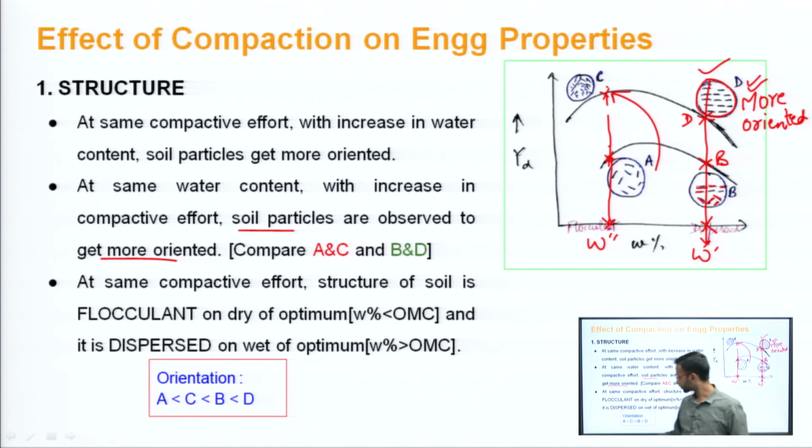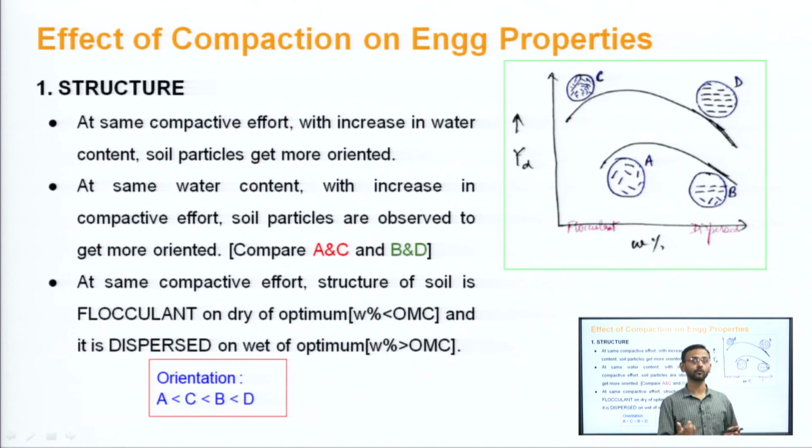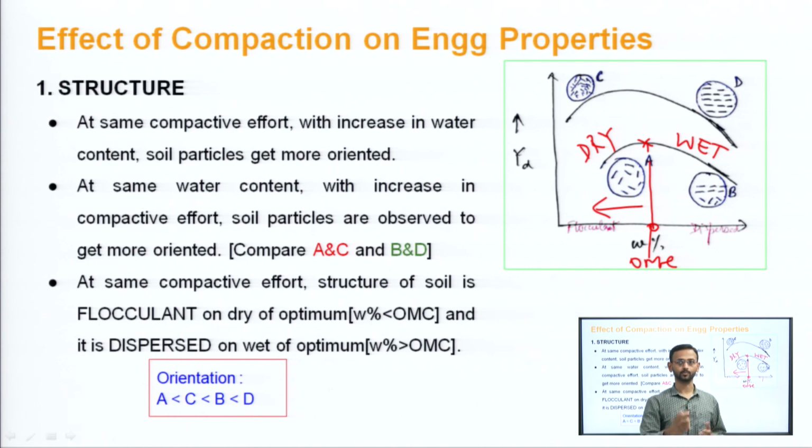Now see what is dry of optimum and what is wet of optimum. When we talk about this graph, this is the optimum moisture content. When the water content is slightly less than the OMC, then it is dry of optimum. So this is the dry side. But when we talk about the water content more than OMC, more water is there, so it is the wet side here. So on the dry side, the structure of the soil is found to be flocculent, and on the wet side, the structure is found to be dispersed here.